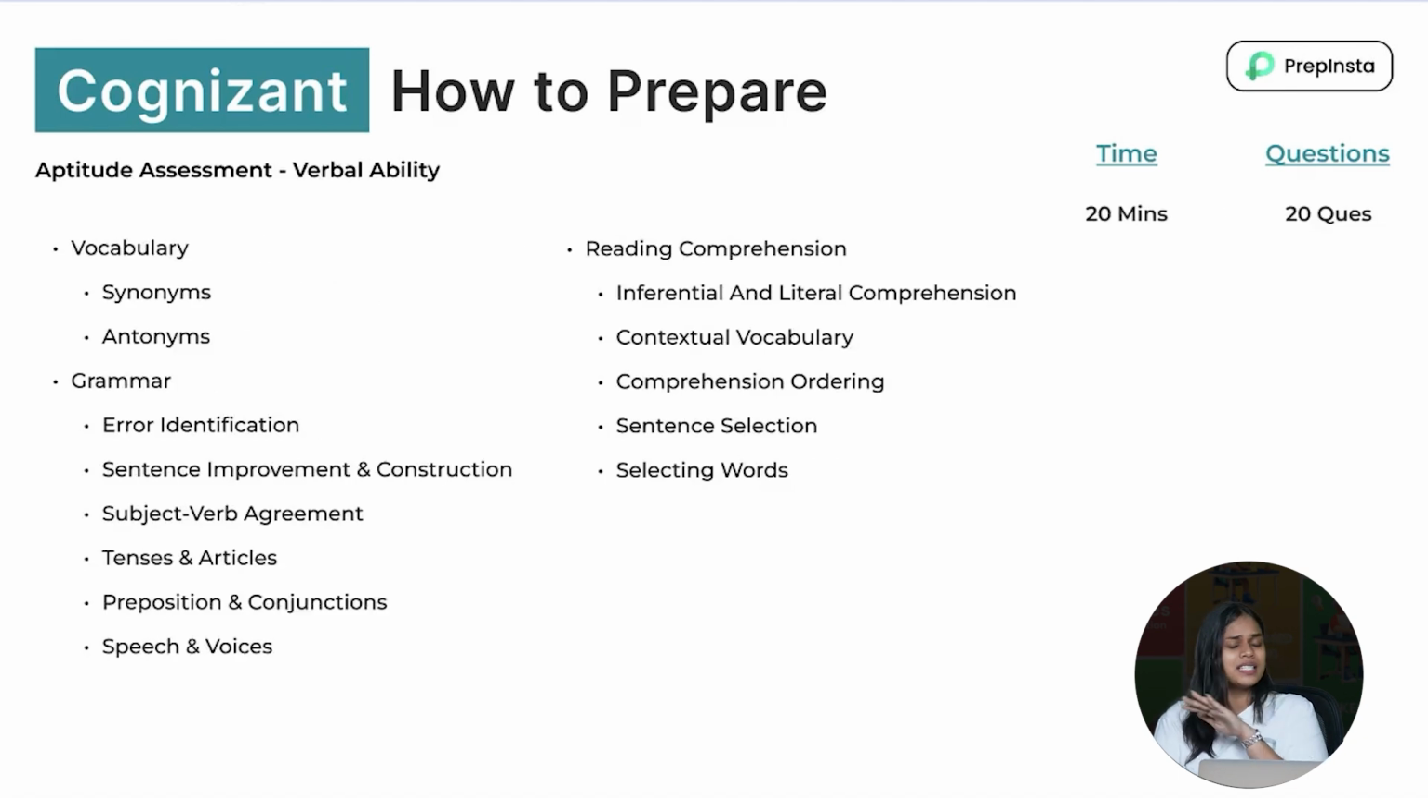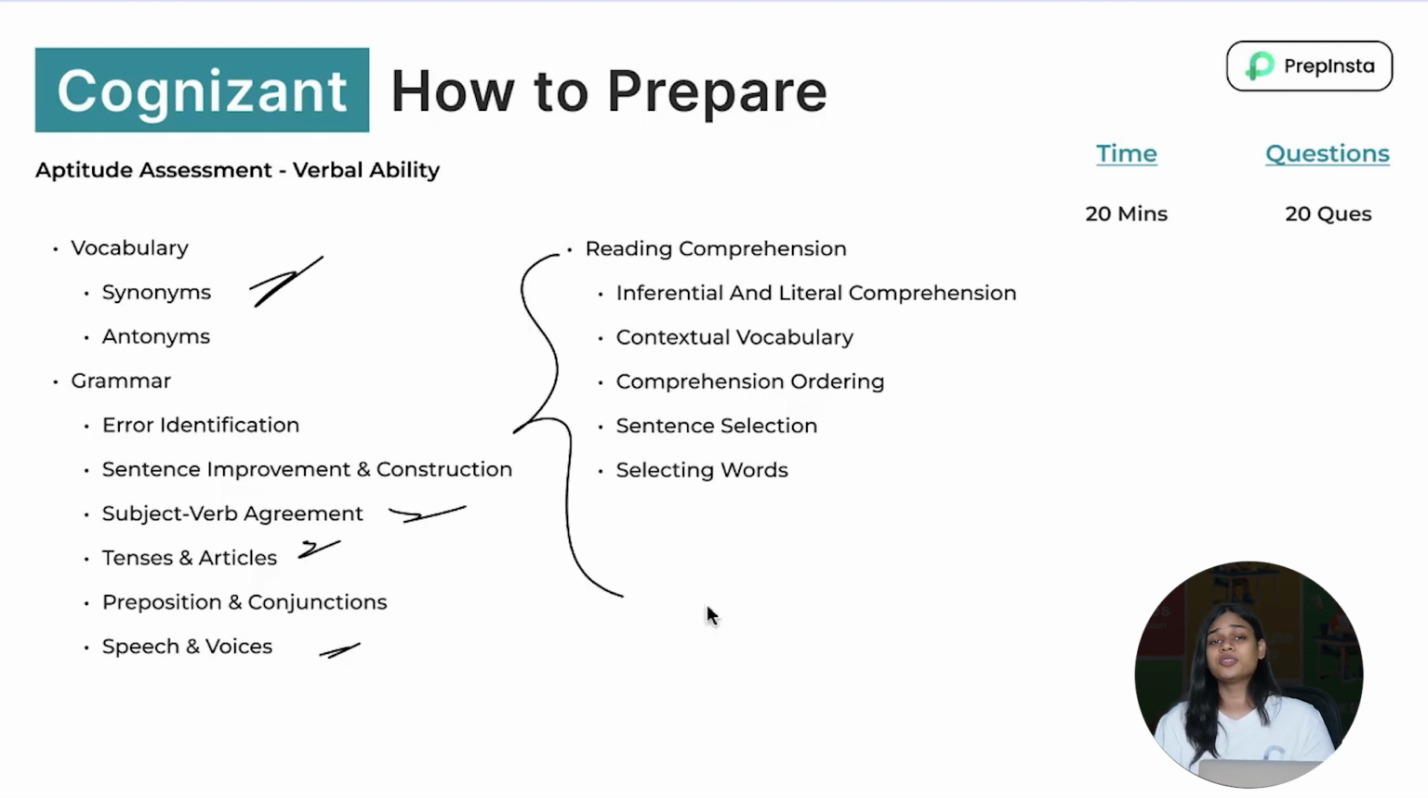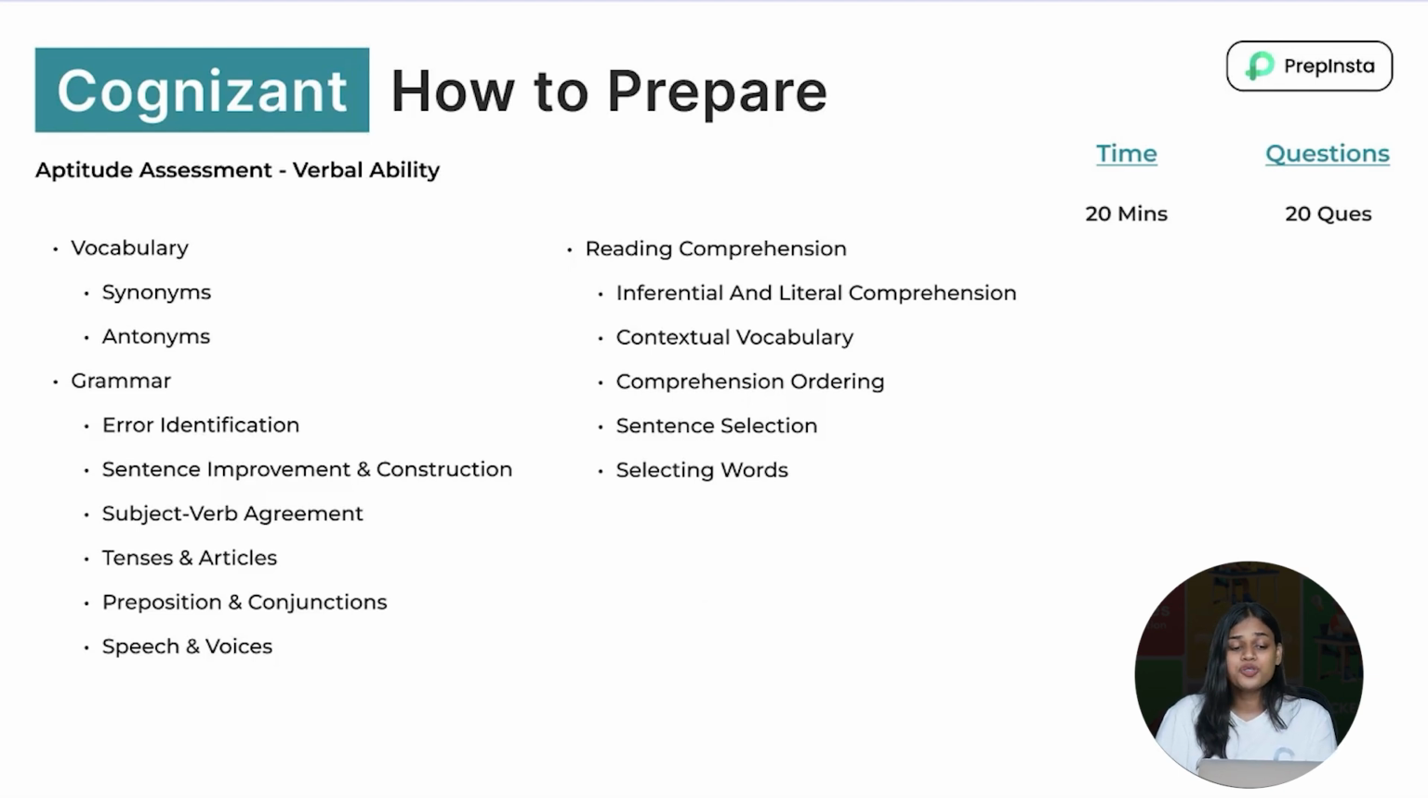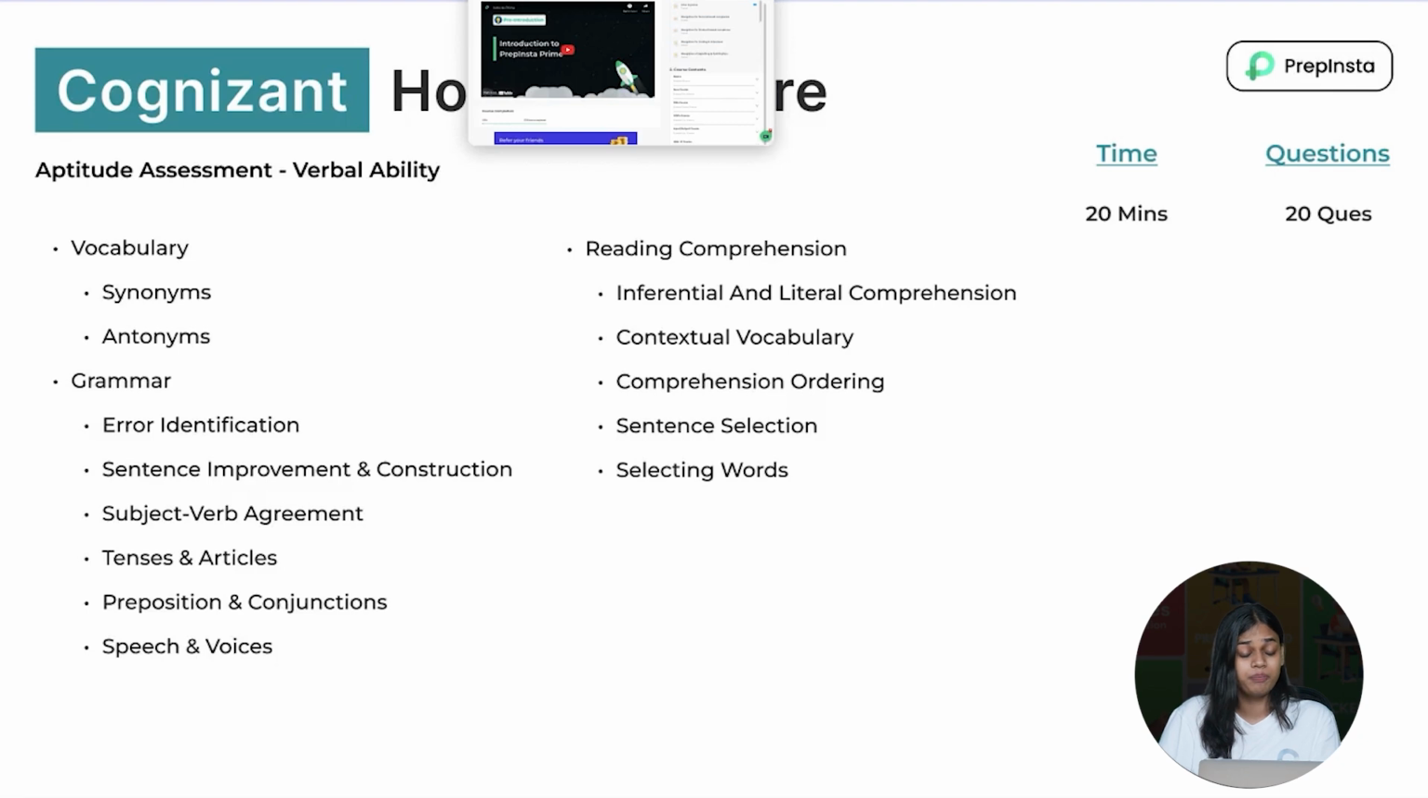Moving next with the verbal section. Again, verbal section is similar. You have the most common topics, synonyms and antonyms, tenses and articles, subject verb agreements, speech and voices, and all of these topics right here in front of you. Take a screenshot and keep it handy whenever you're practicing, so that you don't miss out on the preparation.